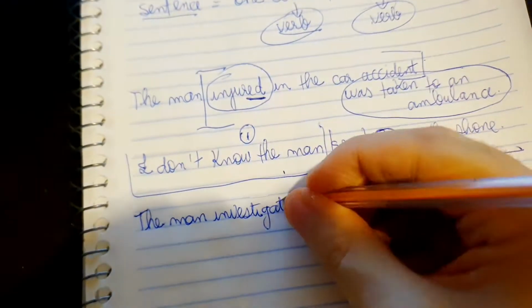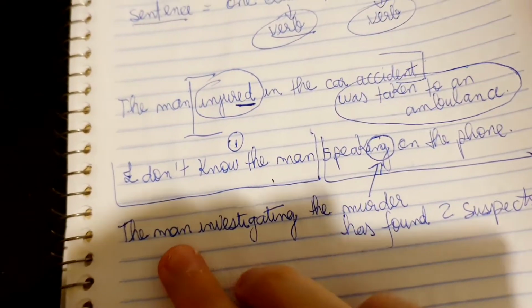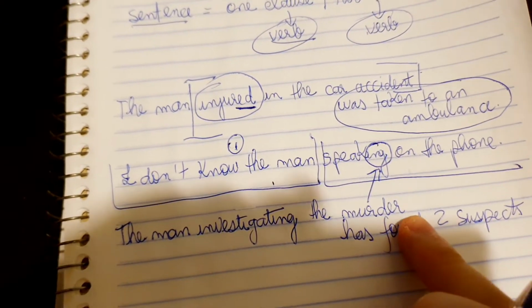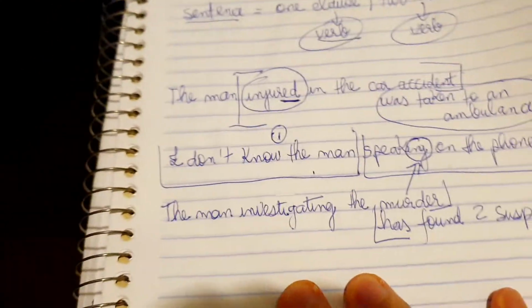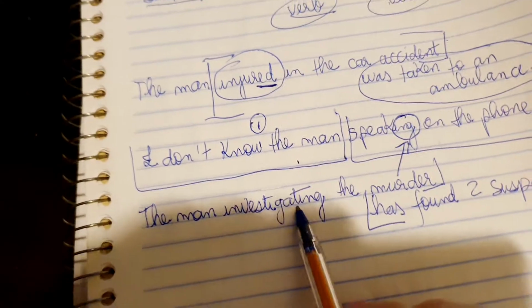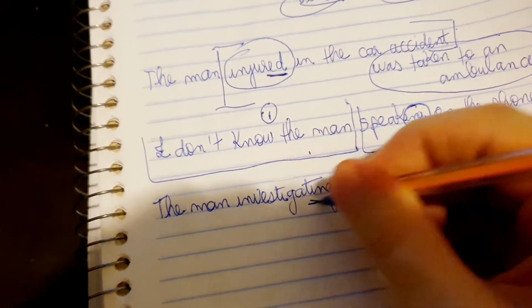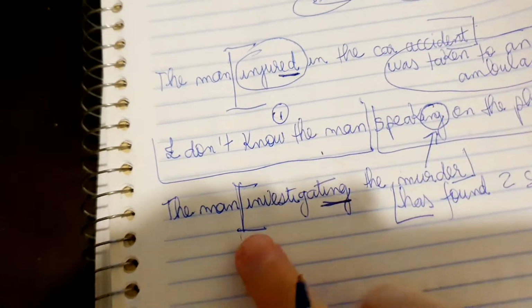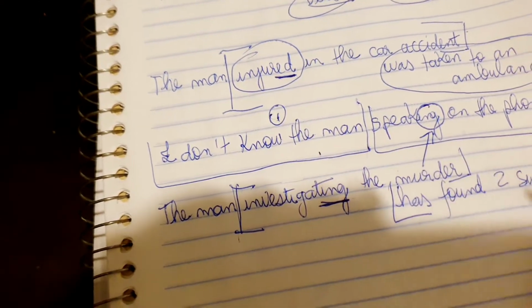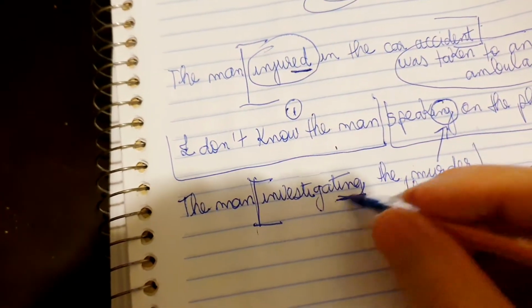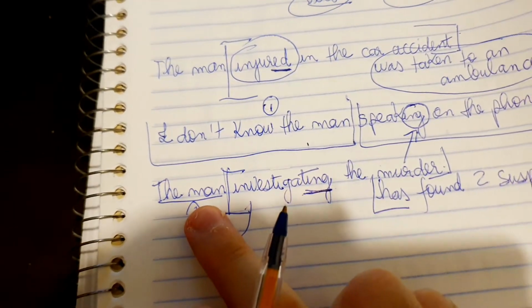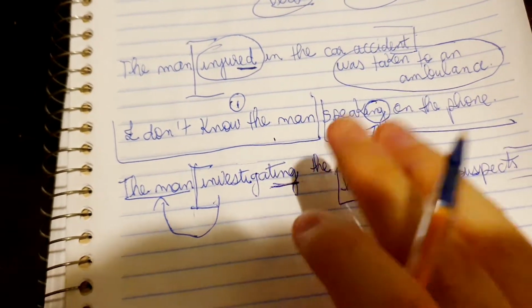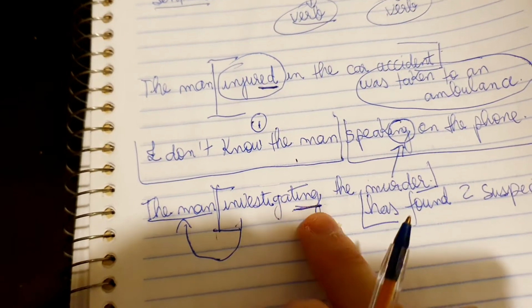So there was a murder, and the man investigating the murder, so this is one idea, has found 2 different suspects. So let's understand this sentence first. The man investigating the murder. Investigating begins a relative clause, because investigating the murder is related to the noun man, right? It's not any man I'm talking about. I'm talking about the man who is investigating the murder.